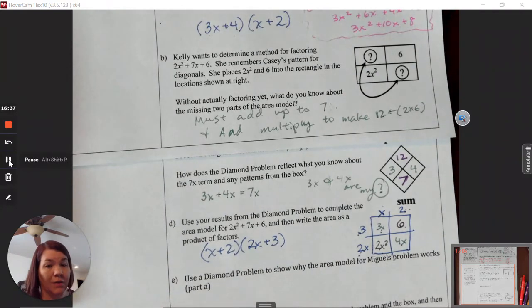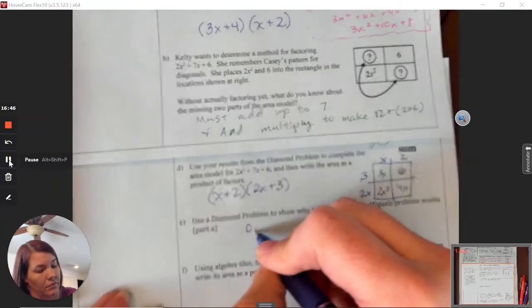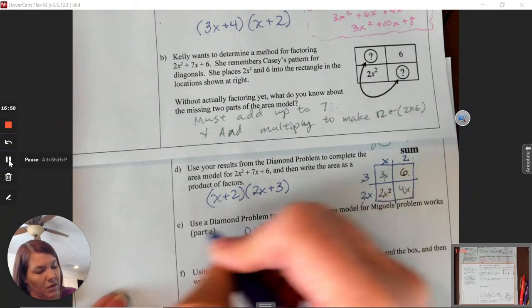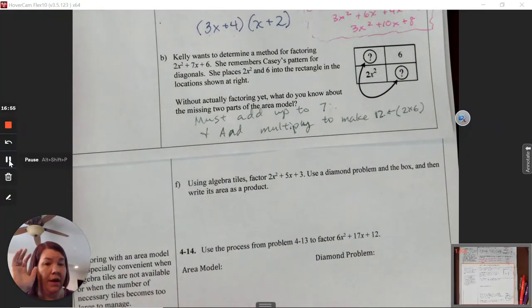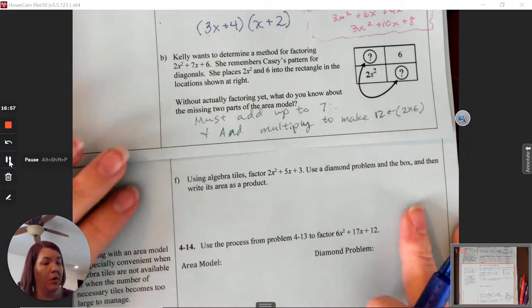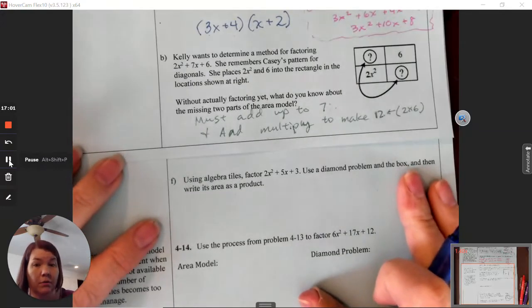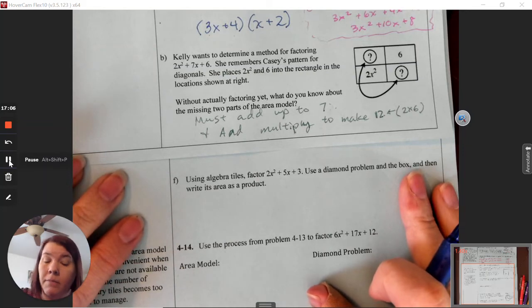Use the diamond problem to show why the area model for Miguel's problem works in part A. We already did. So we don't need to do it again. Using algebra tiles, factor. Use the diamond in the box, then write the area as a product. So I'm going to go ahead and try on my own. You're going to try on your own to do this. So go ahead, pause the video, and do your best to try to get this done.